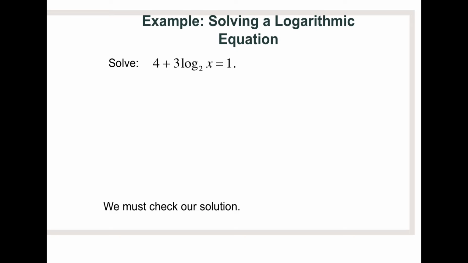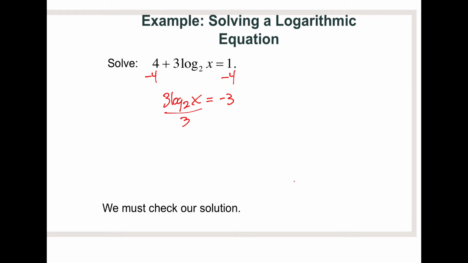All right, so here's another equation involving a logarithmic statement. Just like we wanted to get the exponential part by itself, we're going to want to get the log statement by itself if possible. And we only have one, so we should be able to do that. Let's subtract 4 on both sides. That gives me 3 log base 2 of x equals negative 3. And then we can divide both sides by 3. And that leaves me with log base 2 of x equaling negative 1.